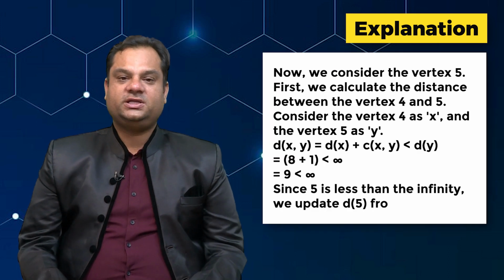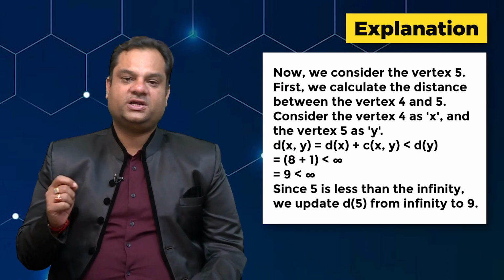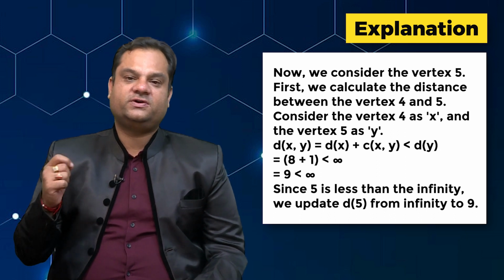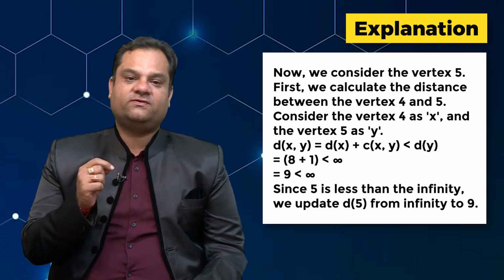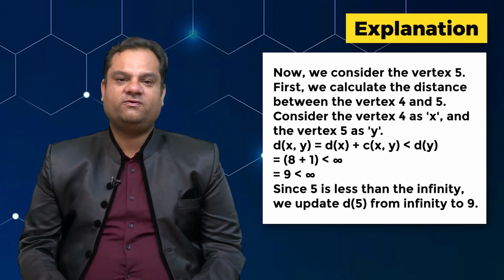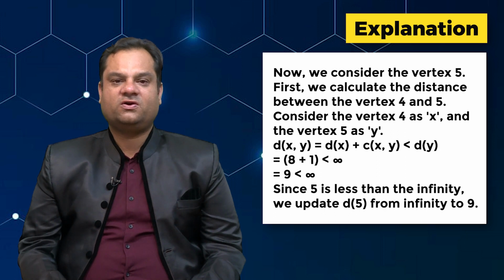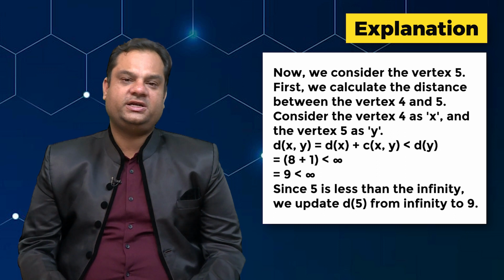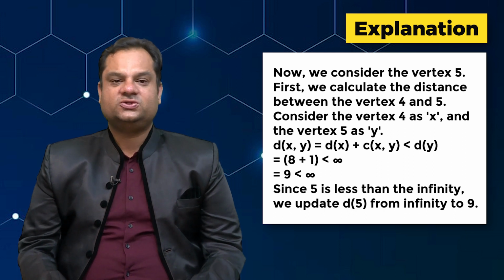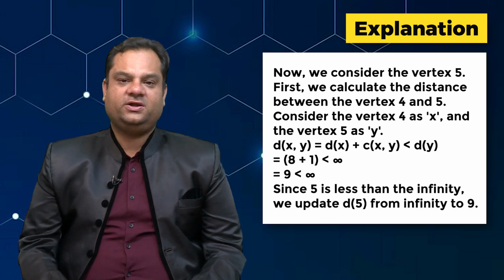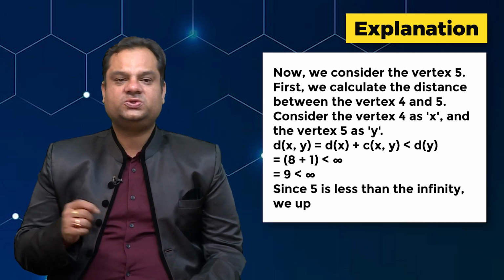Now, we consider vertex 5. First we calculate the distance between vertex 4 and 5. Consider vertex 4 as x and vertex 5 as y. Again with the help of the same formula, we put the value of dx equal to 8 and c of xy equal to 1. So, the new value is 9, and 9 is less than the dy value, that is infinity. So, we update d of 5 from infinity to 9.